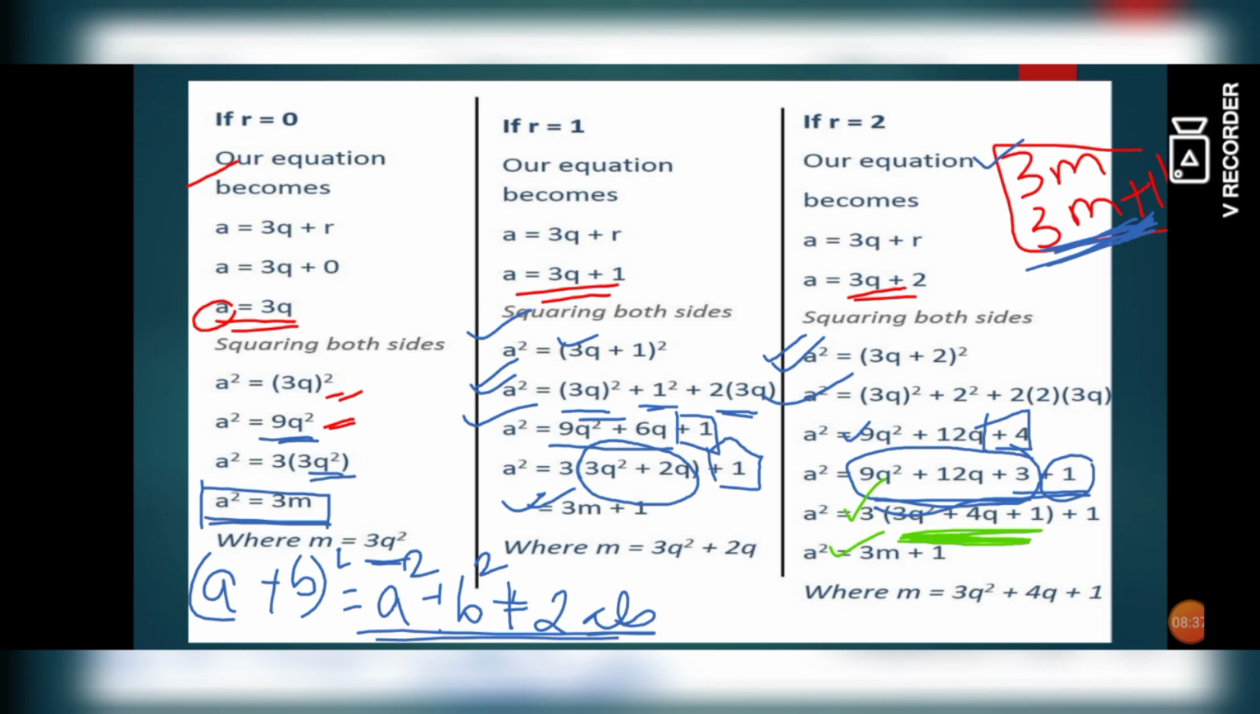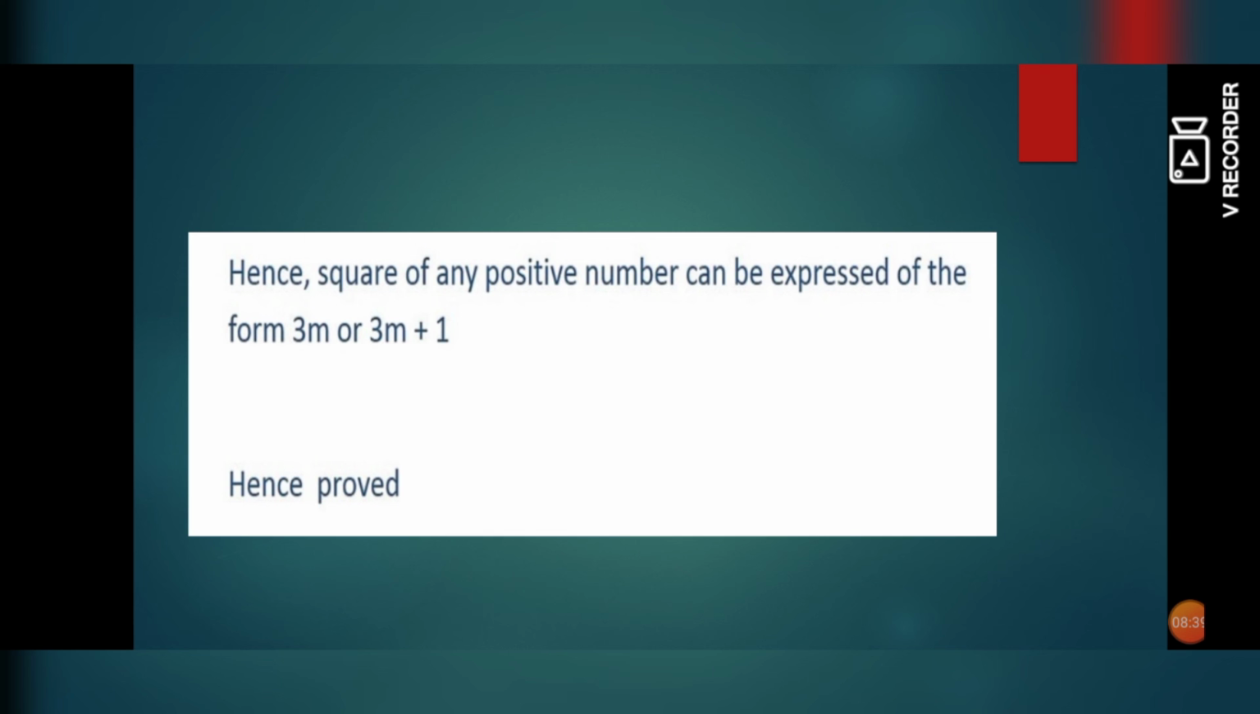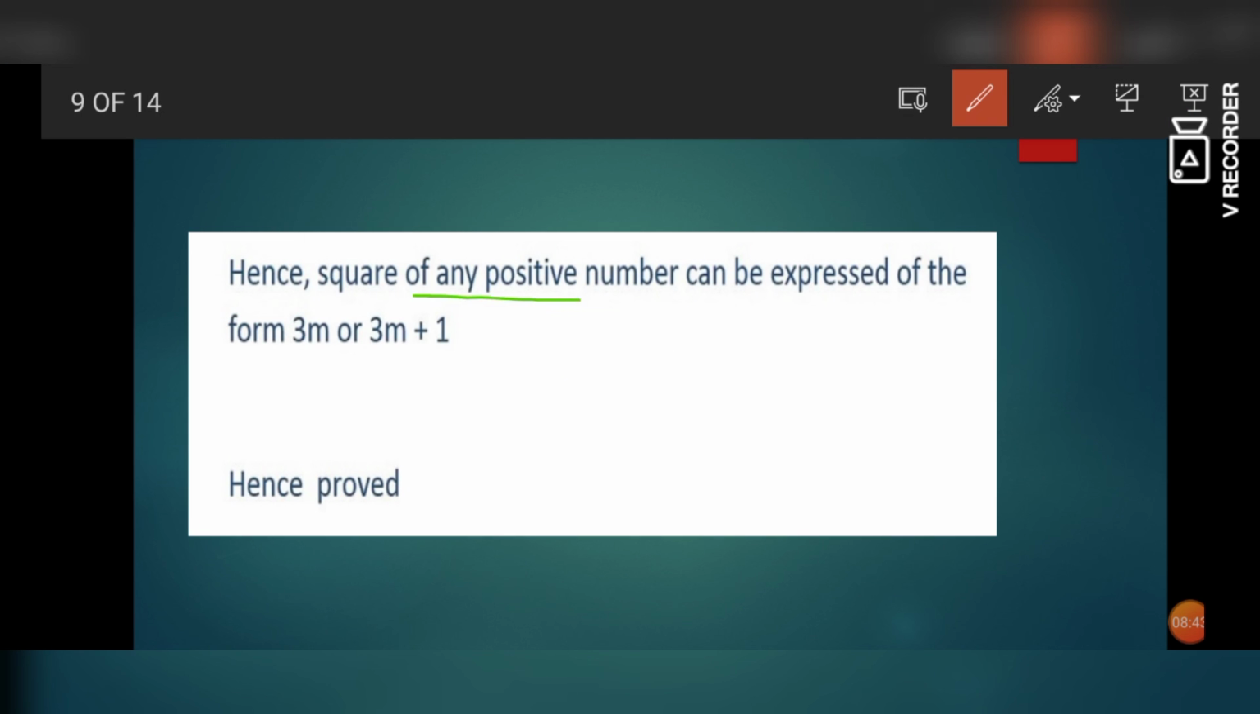So this is how we have achieved that the square of any positive integer can be expressed as 3m or 3m plus 1.